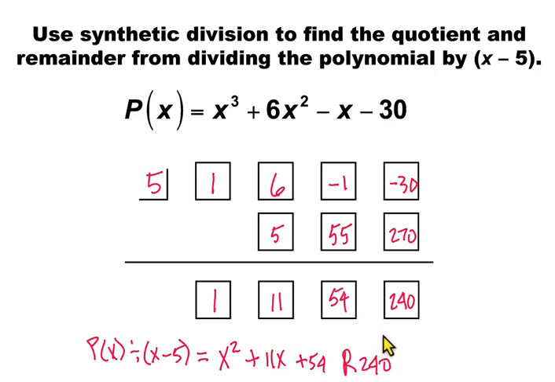From the remainder theorem, we know that this term, 240, is the same as p of x for x equals 5.